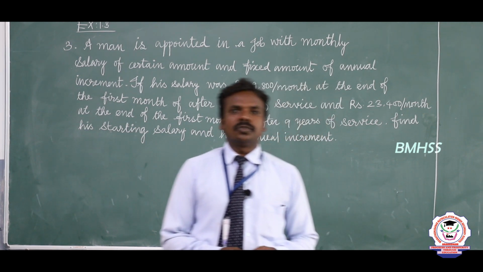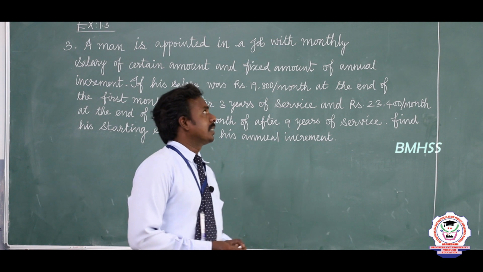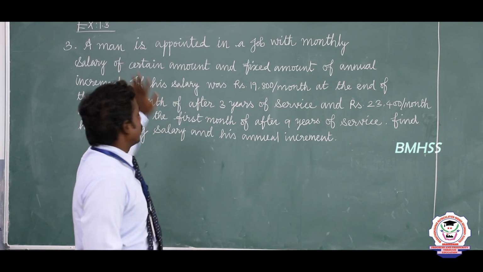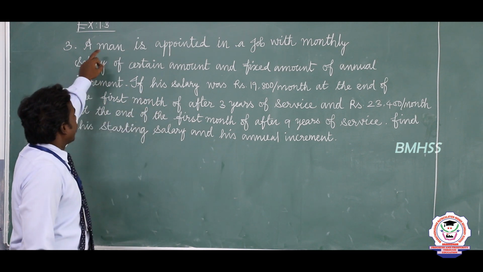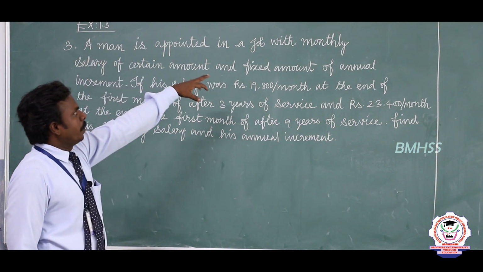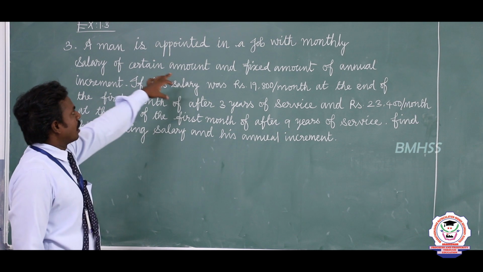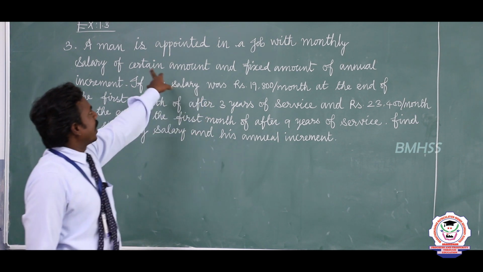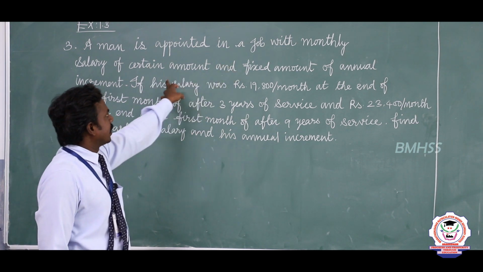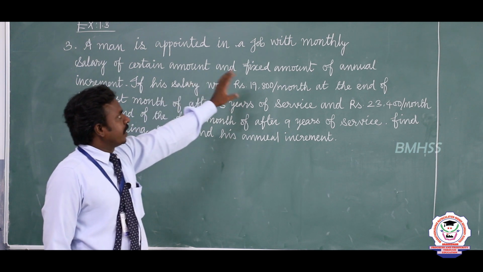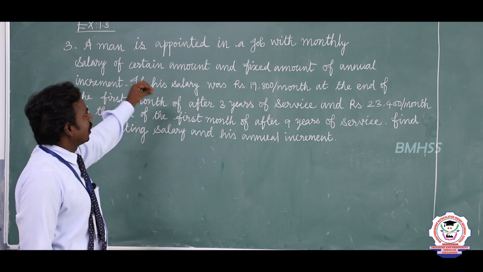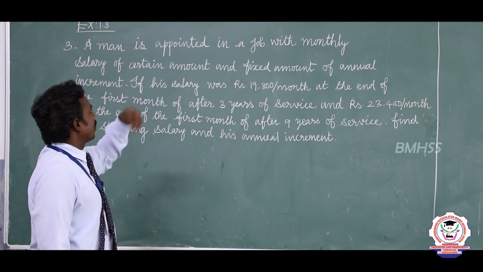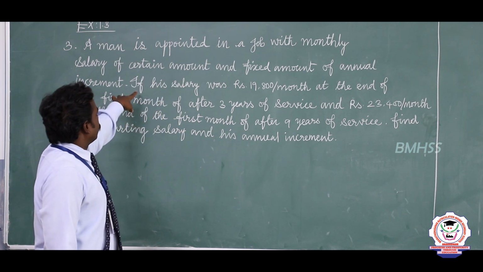Today I am going to continue 12th mathematics, exercise number 1.3, question number 3. Listen dears, in this question a man is appointed in a job with a monthly salary of a fixed amount, and a fixed amount of annual increment. Every year they give a fixed increment to that person.